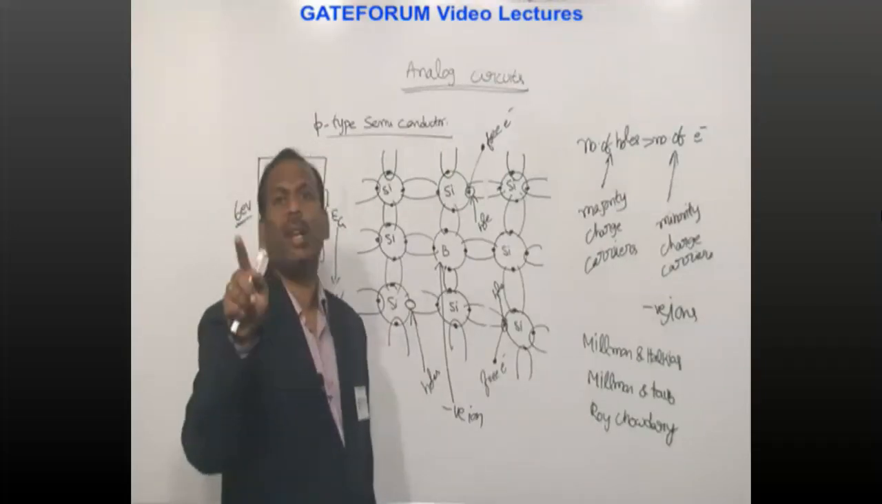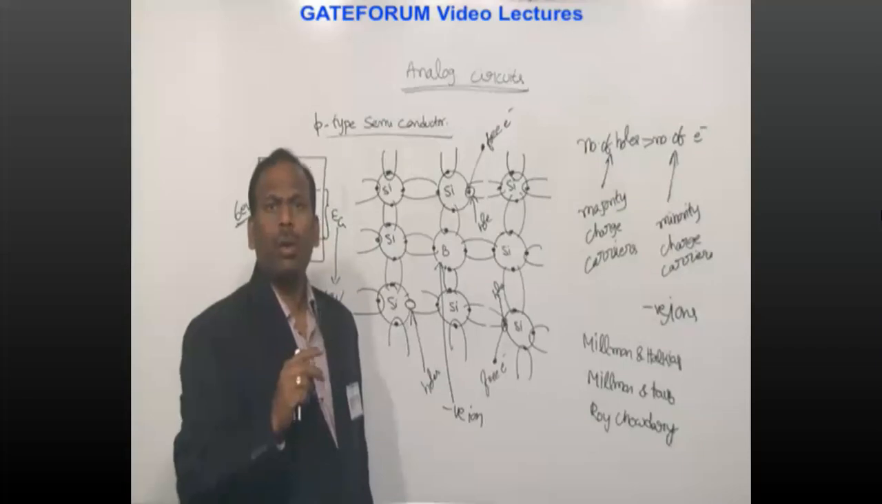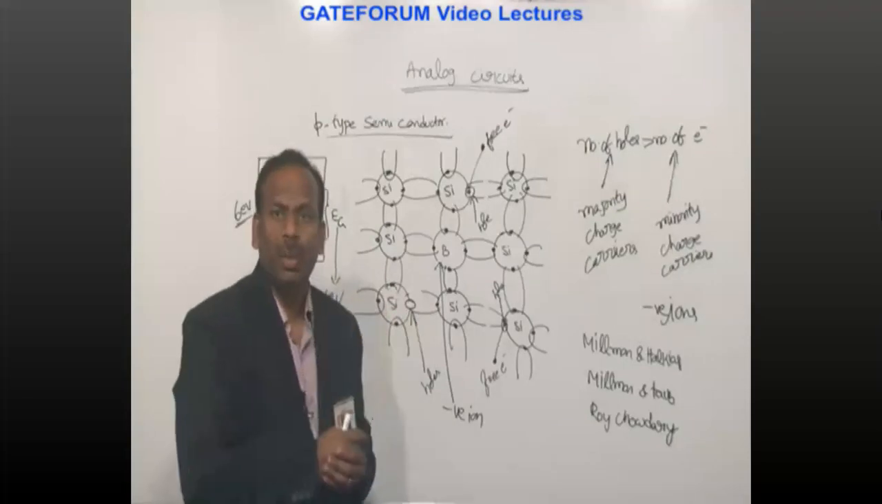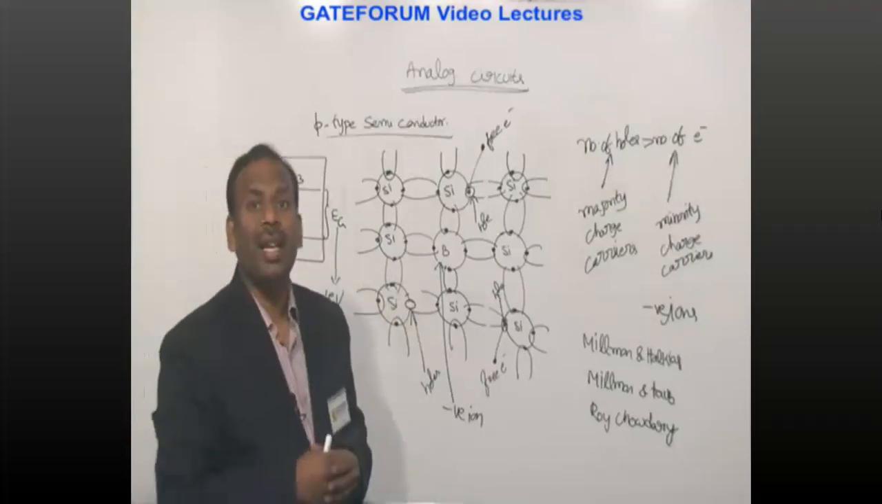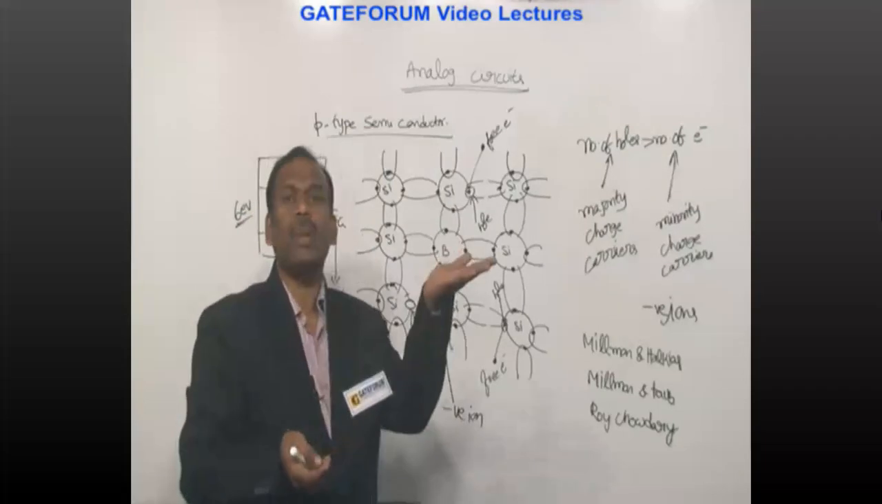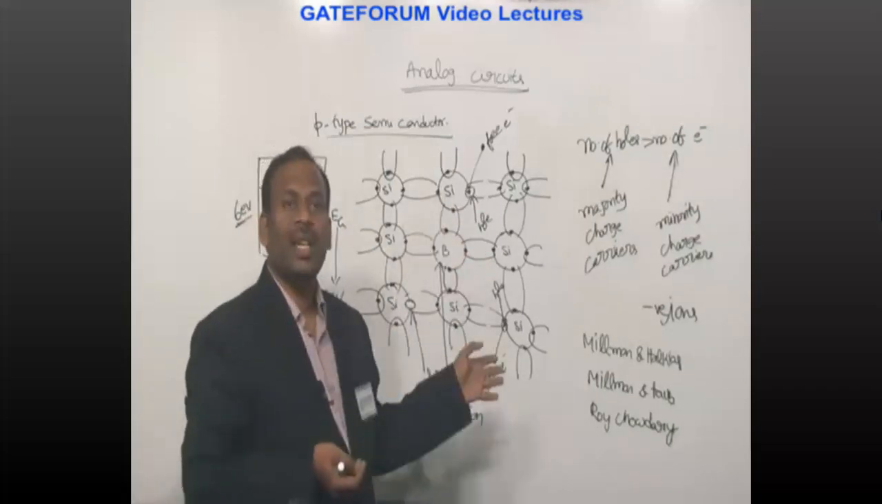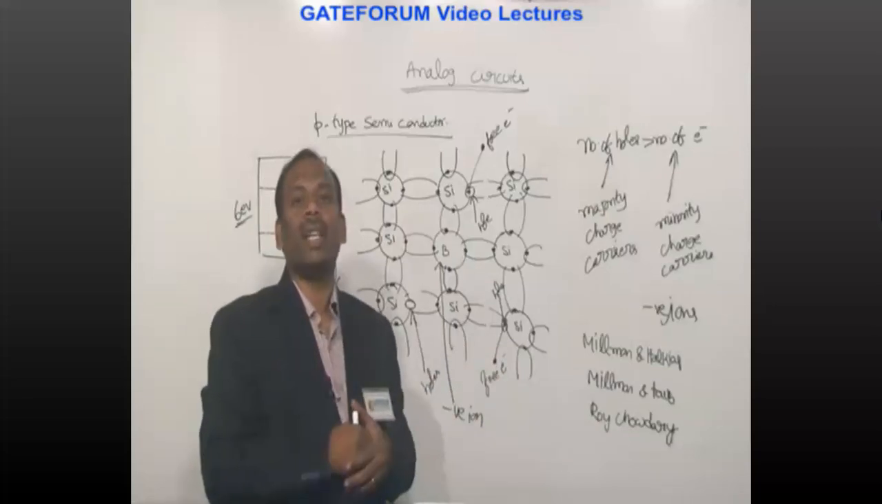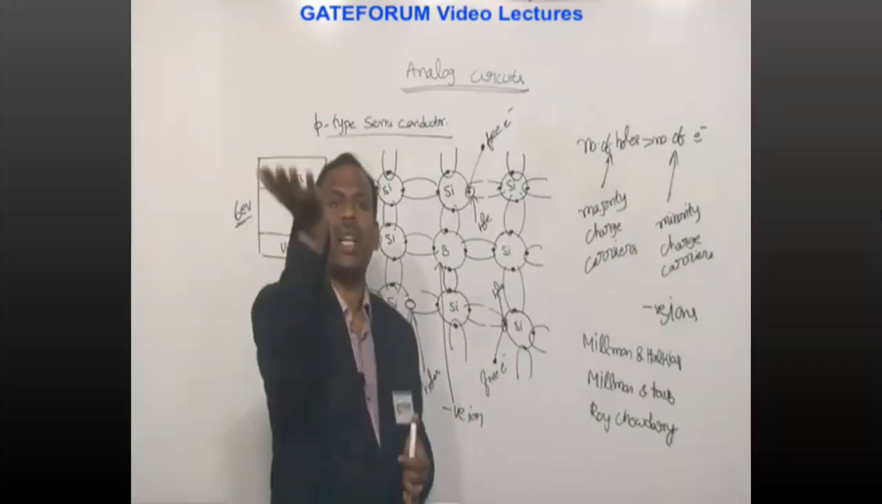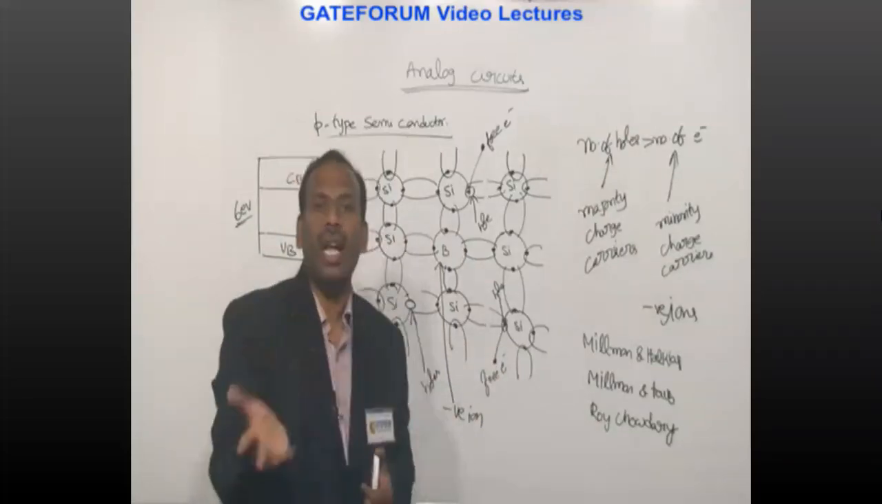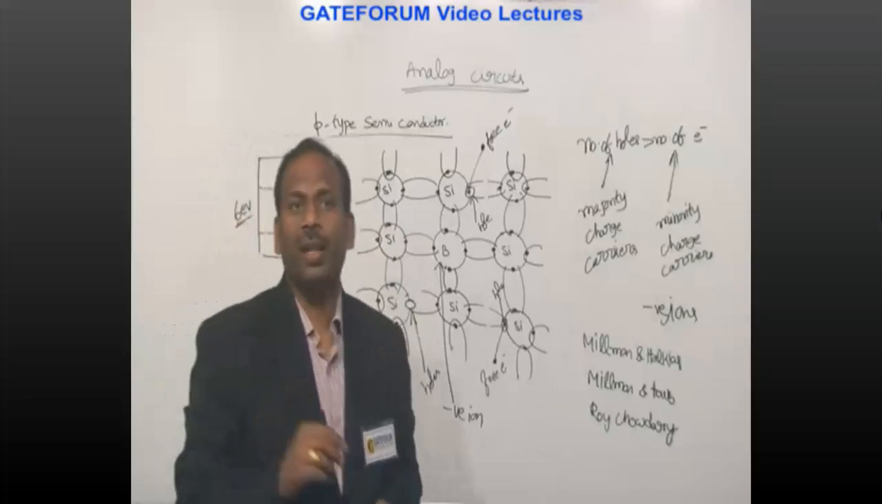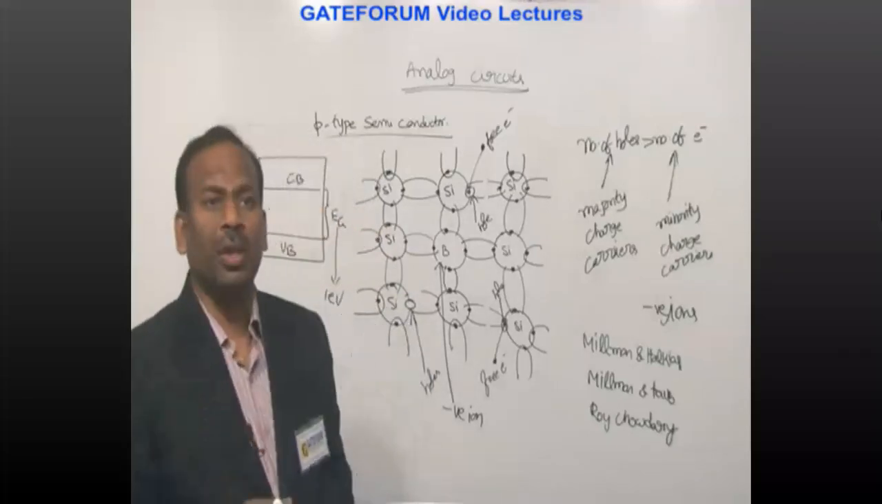Once again, at 0 degree Kelvin, that's absolute zero, no free electrons are available. So it acts as an insulator at 0 degree Kelvin. If we increase the temperature, some of the covalent bonds are broken, an electron hole pair is generated, therefore conductivity exists. So as the energy goes on increasing, conductivity goes on increasing. Clear, Shakti Prasad?